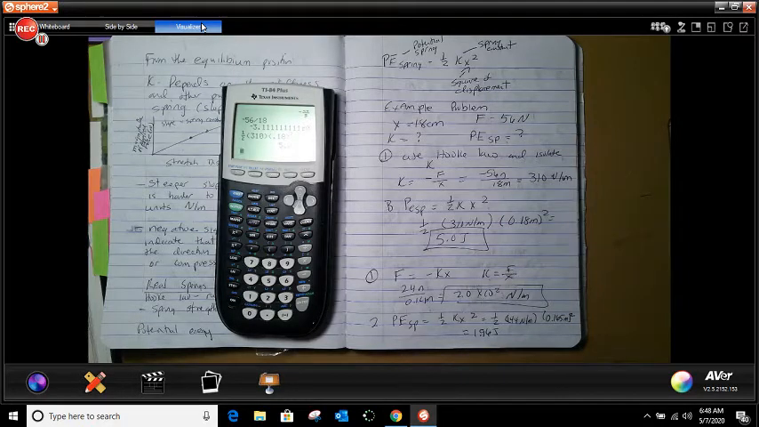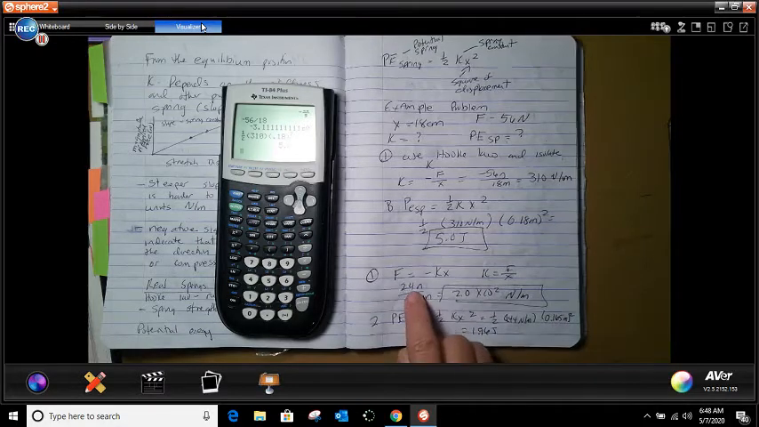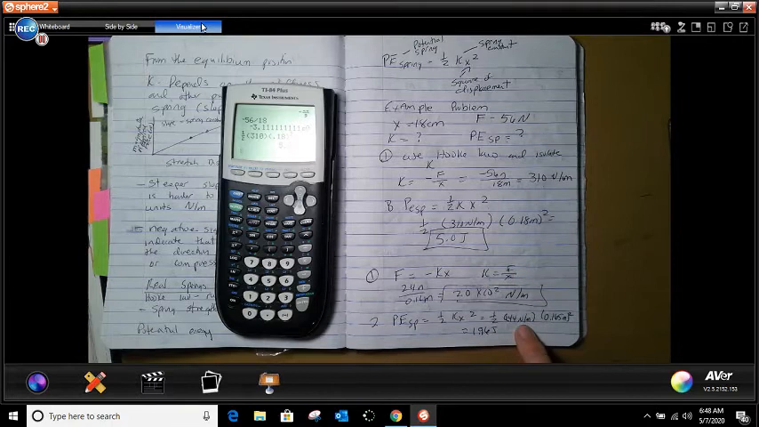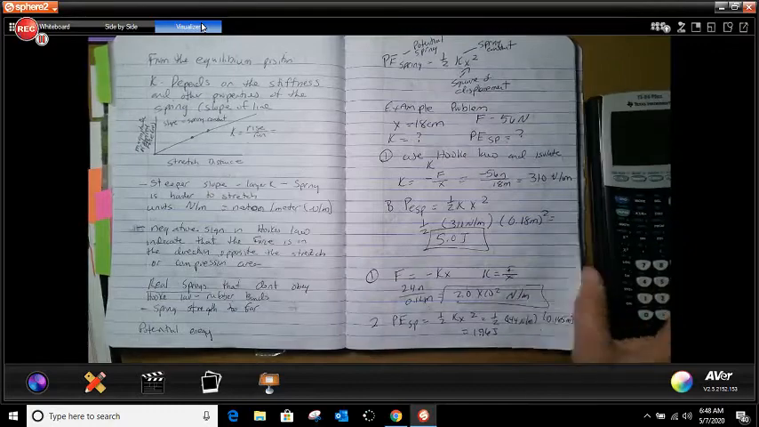The first practice problem asks: what is the spring constant of a spring that stretches 12 centimeters when the hanging object's weight is 24 newtons? We take 24 divided by 0.12 and get 2.0 times 10 to the second. For the next one, the spring constant K is 144 and it is compressed 165 centimeters, which we change to meters. The spring's potential energy is 1.9 joules.